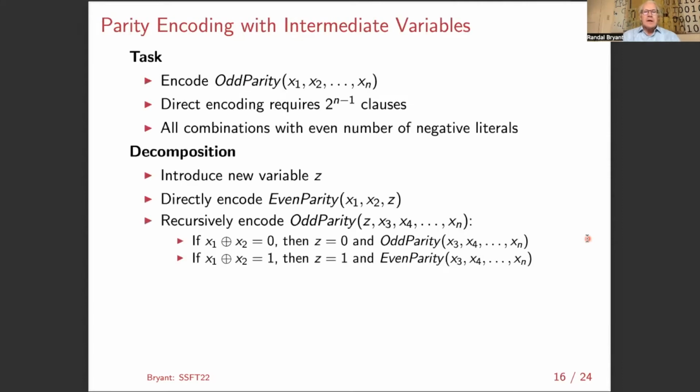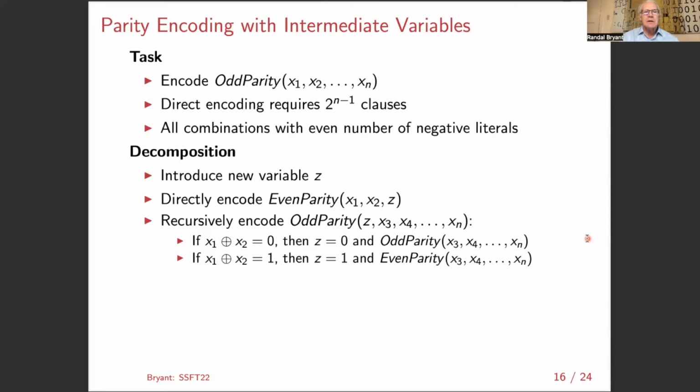So there's a trick when this occurs. If we have, say, n equals 100, we really don't want to write this as 2 to the 100th clauses. So there's a trick that we can use where we recursively expand this by introducing intermediate or auxiliary variables. And so we can express it in the following way.